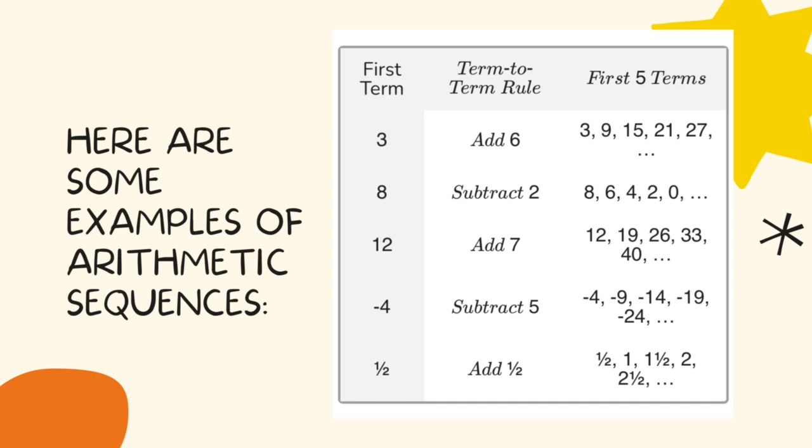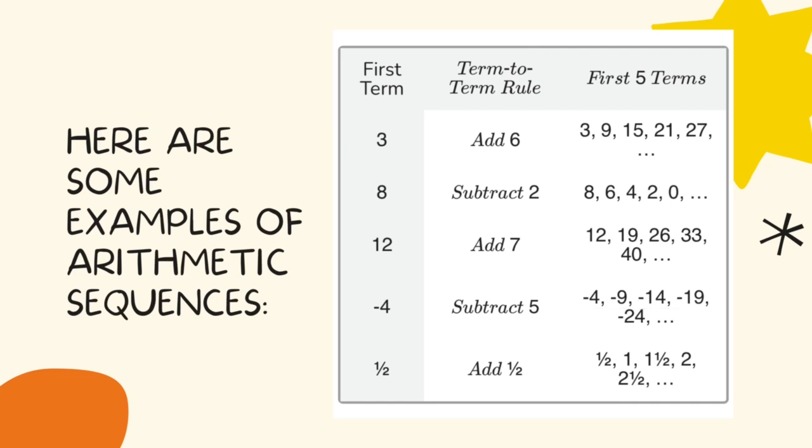If the first term is negative 4, and the term-to-term rule is subtract 5, the first 5 terms will be negative 4, subtract 5 is negative 9, negative 9 minus 5 is negative 14, negative 14 subtract 5 is negative 19, and negative 19 minus 5 is negative 24.